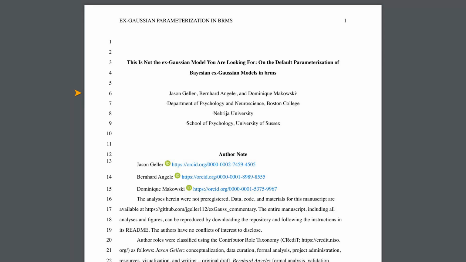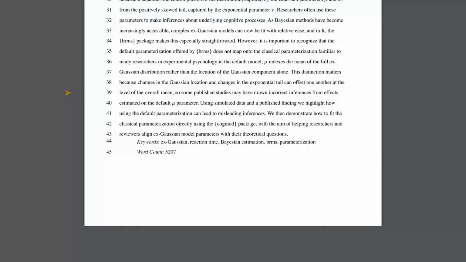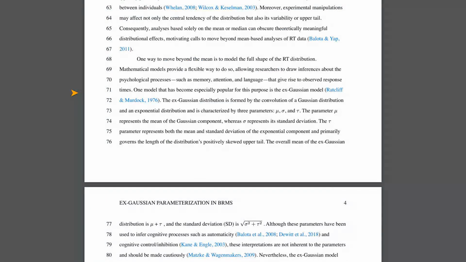These parameters, mu, sigma, and tau, help scientists understand what is going on in your brain when you react. Mu and sigma describe the normal part, while tau describes that slow, draggy tail. Researchers love to use these to figure out if something is making people faster in general, or if it is just making the super slow responses happen even less often.